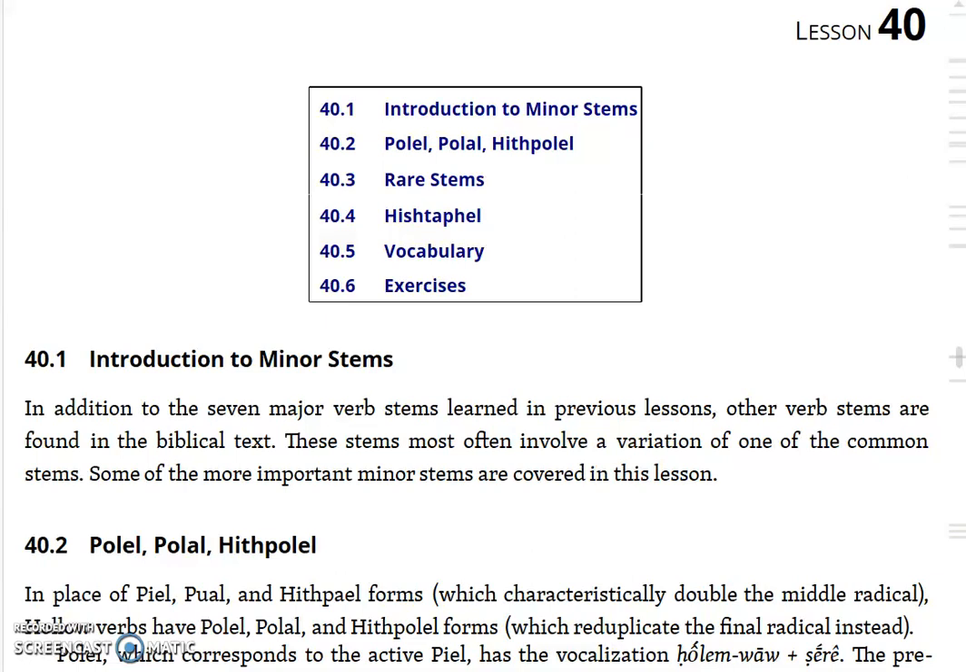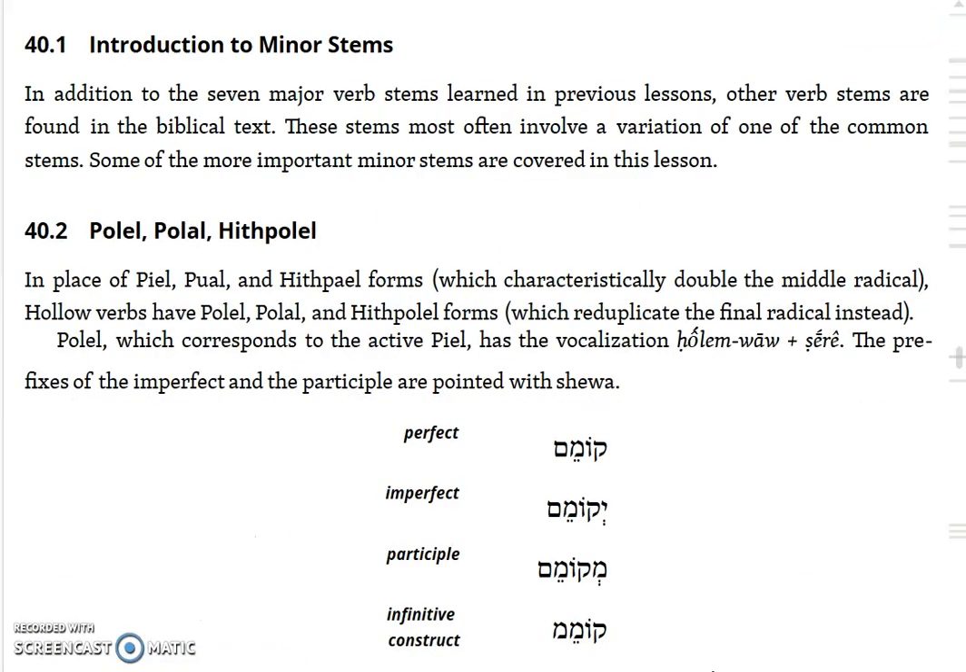I will now introduce Lesson 40 from Ross, which introduces us to the minor stems. In addition to the 7 major stems learned from previous lessons, other verb stems are found in the biblical text. These stems most often involve a variation of one of the stems that you're already aware of.